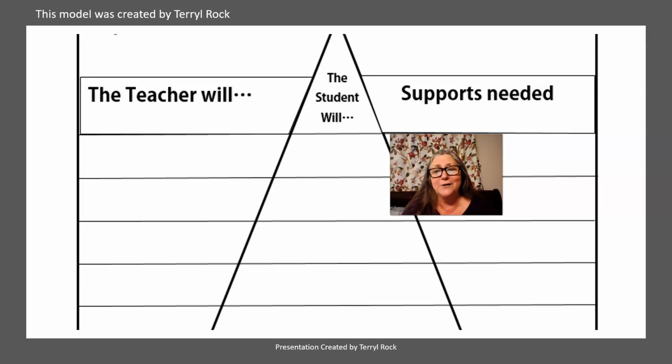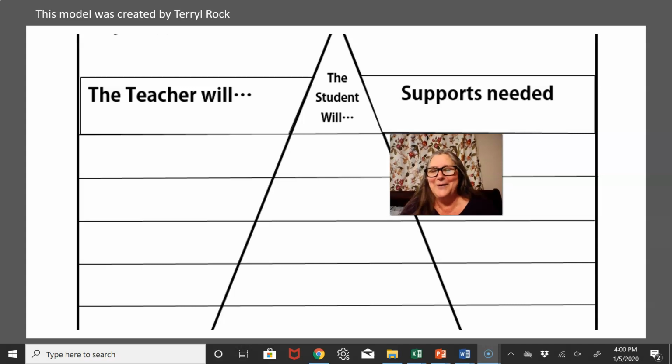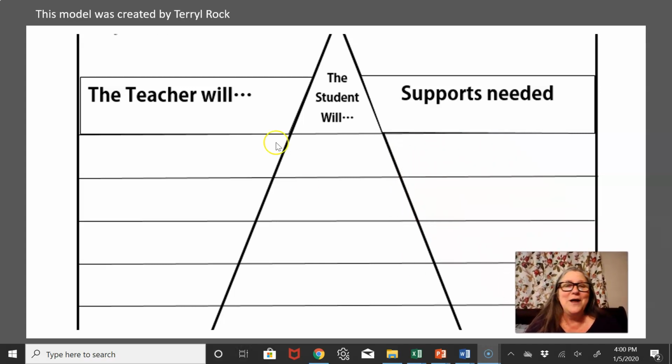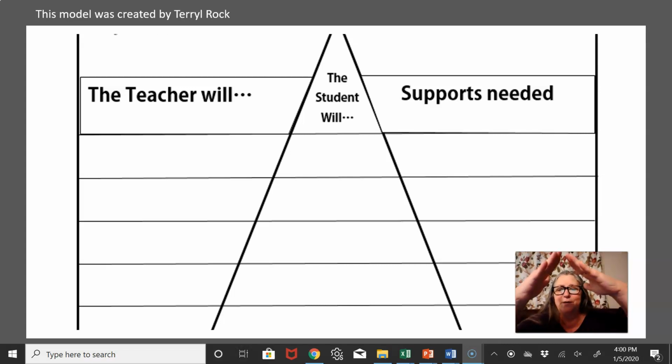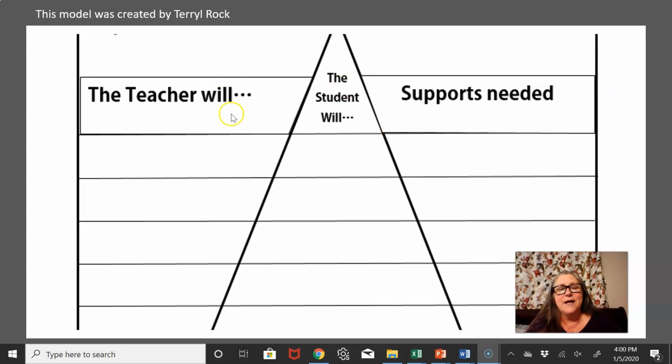Oh, I like this model because I made it. I made it to show, again, that the teacher's responsibility shrinks while the student's responsibility increases. But another aspect is what the teacher is doing, what the student is doing, also the support that the students need. Students should be needing less and less support as they become more independent.